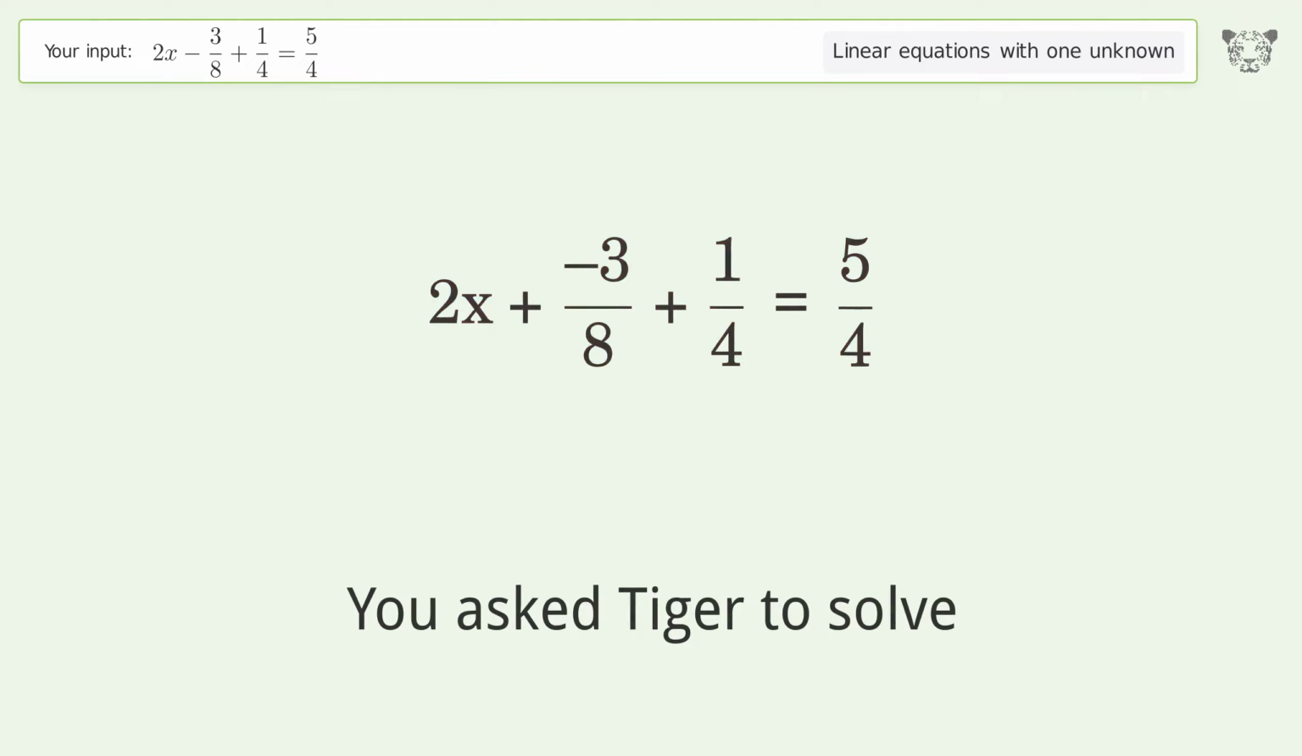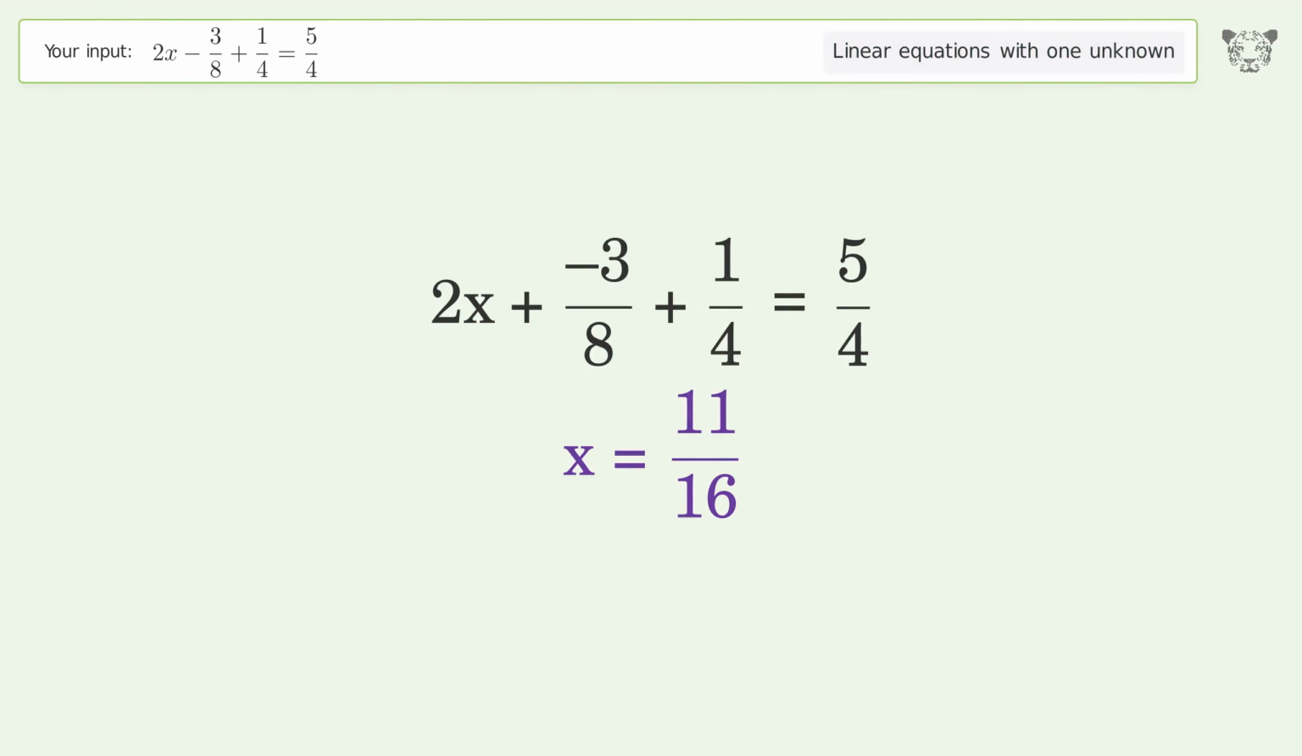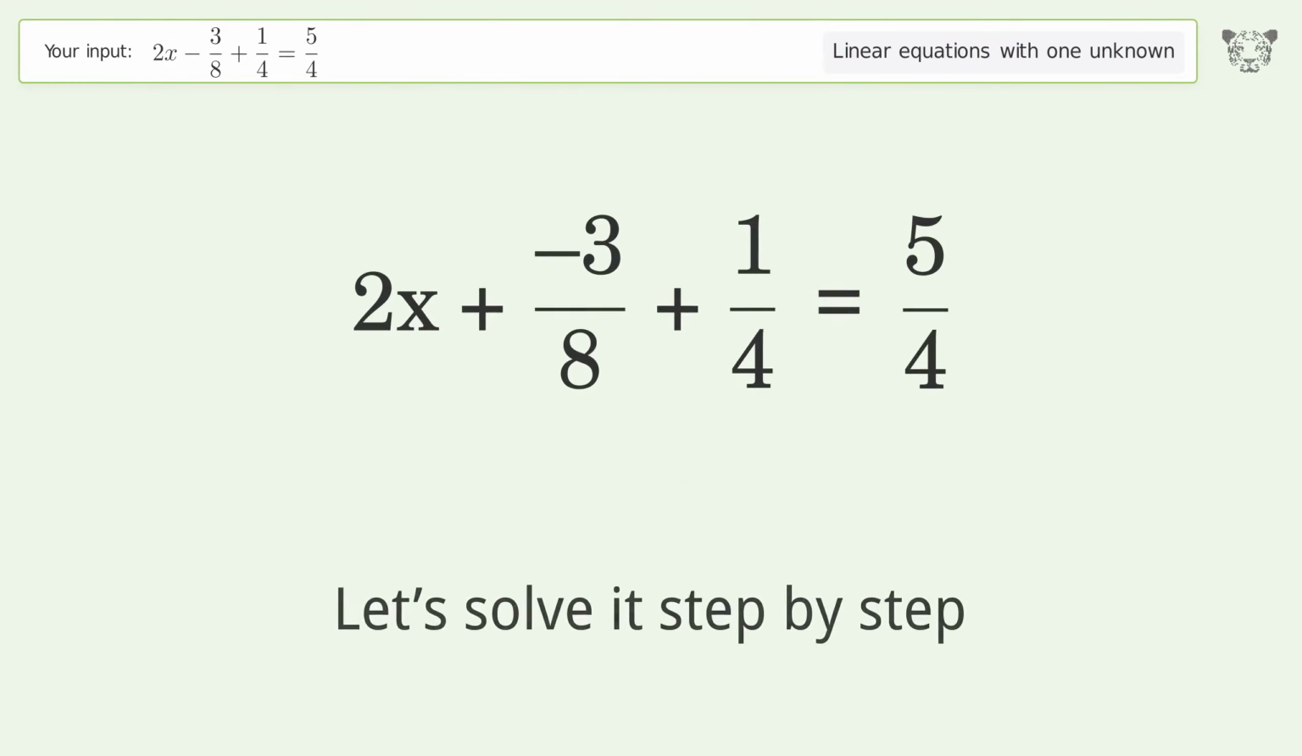You asked Tiger to solve this. This deals with linear equations with one unknown. The final result is x equals 11/16. Let's solve it step by step.